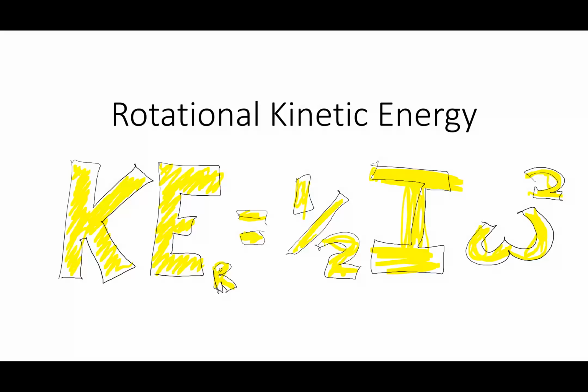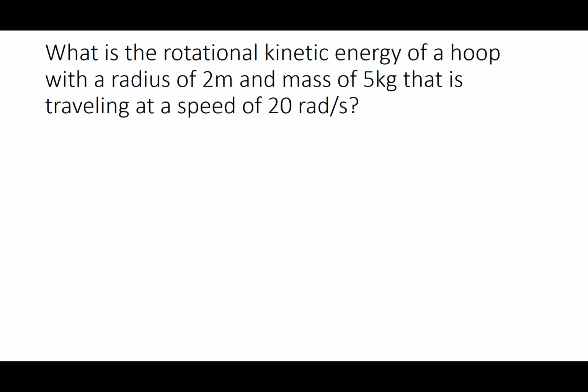All right, let's look at two different problems here. Let's start with an easy one. What is the rotational kinetic energy of a hoop with a radius of 2 meters and a mass of 5 kilograms that's traveling at a speed of 20 radians per second? All right, so here's my hoop, and it has a radius of 2 meters, mass of 5 kilograms, traveling at this speed.